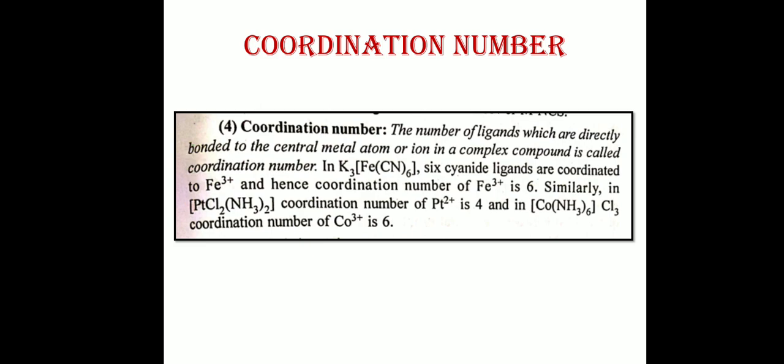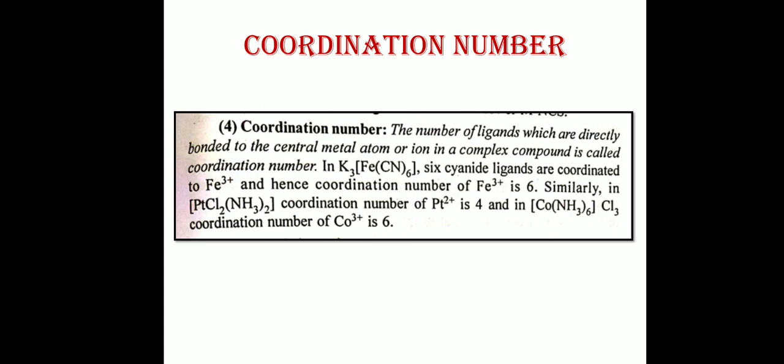So the coordination number of this compound is 6. If you see another example of a platinum complex, PtCl2(NH3)2, the coordination number is 4. Why? Because platinum is surrounded by 2 Cl⁻ ions and 2 ammonia molecules. Therefore, the coordination number is 4.